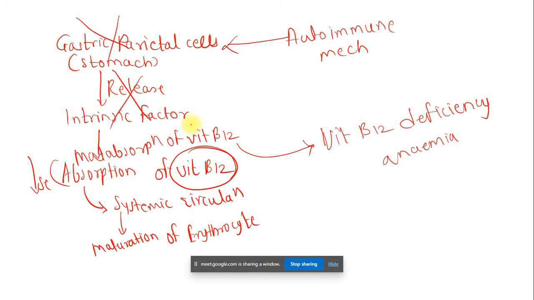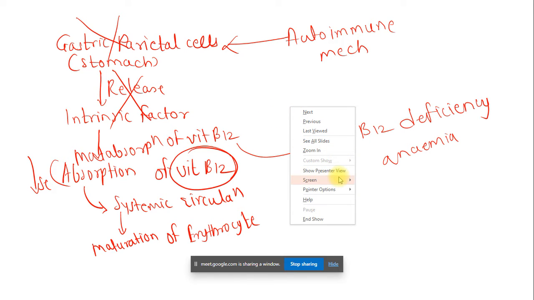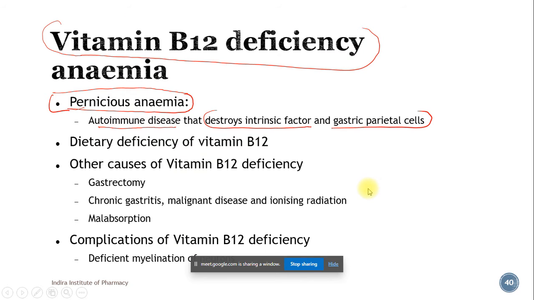Okay, so this is one cause of vitamin B12 deficiency anemia. Okay, so there are other reasons for the deficiency of vitamin B12. Second cause of vitamin B12 deficiency anemia is dietary deficiency. That means whatever diet you are having doesn't have sufficient amount of vitamin B12 in it. This is specifically in case of vegan diet.